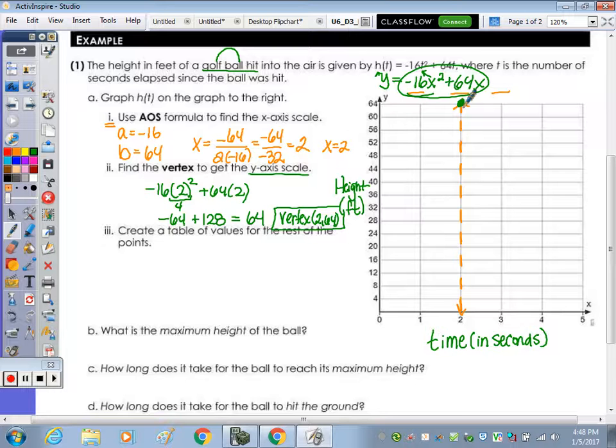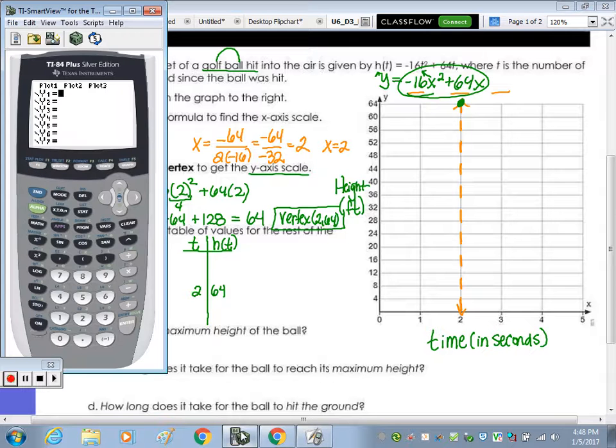Create a table of values for the rest of the points. So using the table, we know we need to plot 7 points. So I'm actually going to use function notation. So this would be t and then h of t. We know the vertex is going to be right in the middle. So (2, 64) is here. Okay, and then I'm going to work my way out. So typing it into the calculator, y equals negative 16x squared plus 64x. Second graph. Or second, I want to see the graph first.